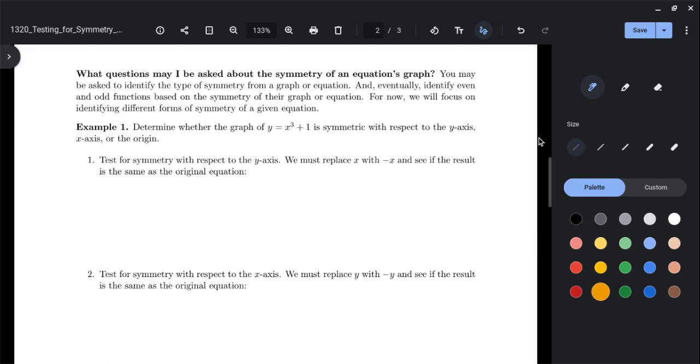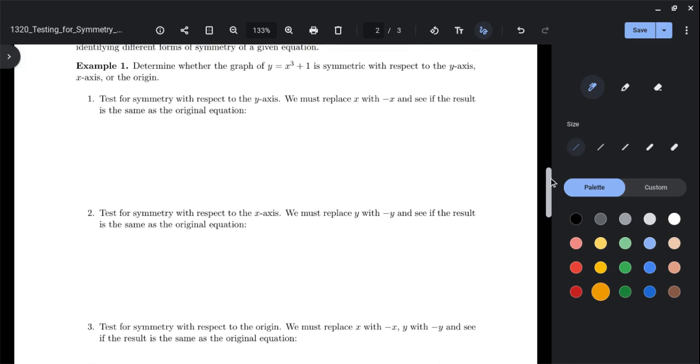Questions that you might be asked in this class. Well, you could be asked about identifying if a graph or a function is even or odd. But for right now, we're just going to look at if we're given an equation, can we identify the different forms of symmetry algebraically, or in other words, without just graphing it. So let's go ahead and look at our example.